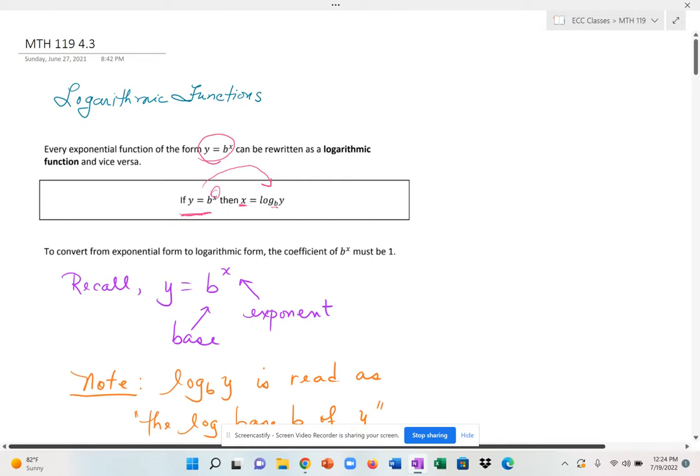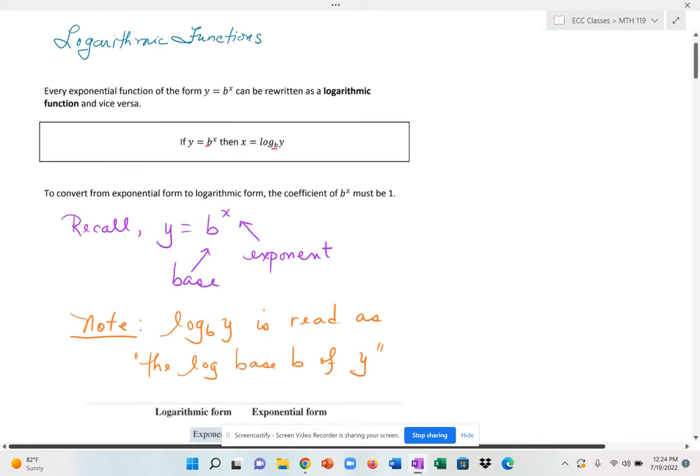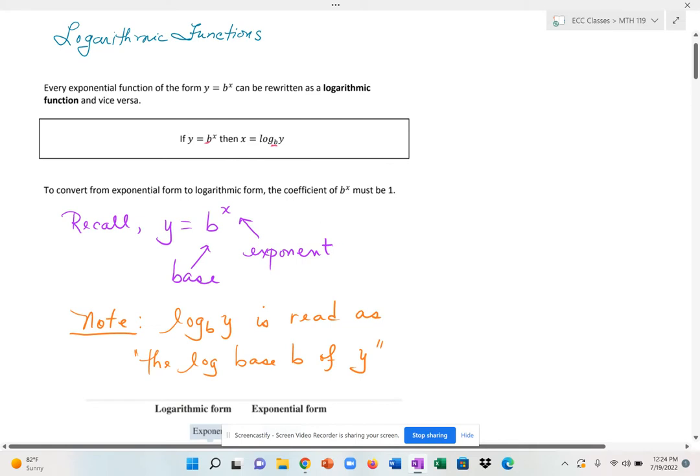The base of the logarithm is the same base as in your exponential, and the expression on the other side of the exponential, in this case the y, is what you're taking the log of. Some of the vocabulary we need to remember is that in an exponential, b is the base and x is the exponent. Remember, the base has to be greater than 0, and the exponent can be any real number.